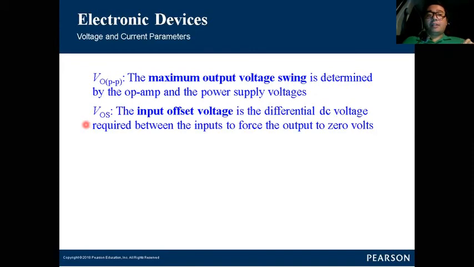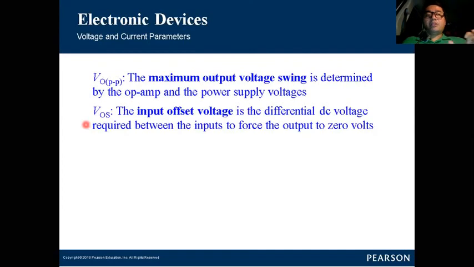Yung diff amp natin is made up of 2 NPNs. Yung dalawang yon usually merong mismatch. So kapag meron tayong mismatch between those two base emitter junctions of the two NPNs, nagkakaroon tayo ng output voltage kahit wala namang input. Alright? So that is what we call the output error voltage. So how do we eliminate this output error voltage?